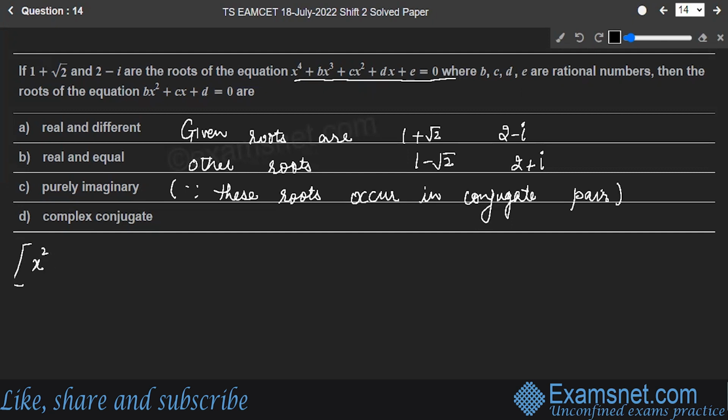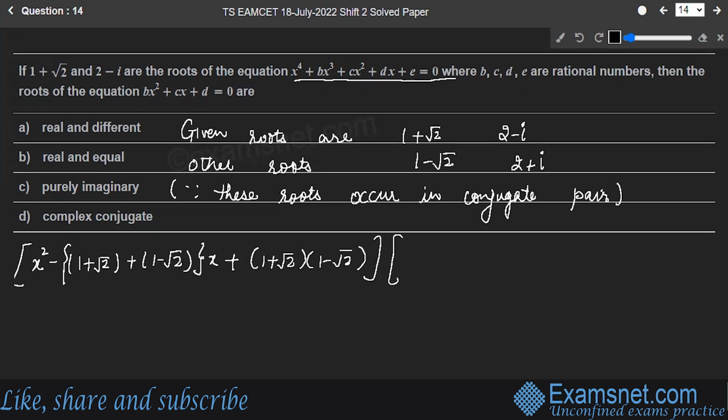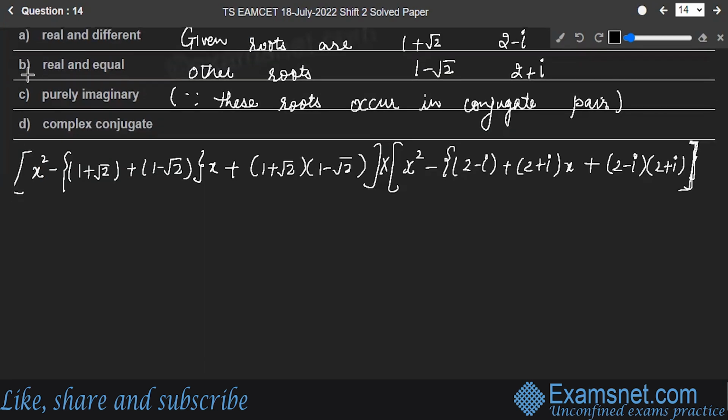So this will be given by x square minus the sum of the roots, 1 plus root 2 plus 1 minus root 2, into x plus the product of the roots. And the second one will be, in the multiplication, x square minus, now the other two roots are 2 minus iota plus 2 plus iota, into x plus 2 minus iota into 2 plus iota. This will be in square brackets. So when you open this, these two will cancel, and similarly iota and iota will cancel.